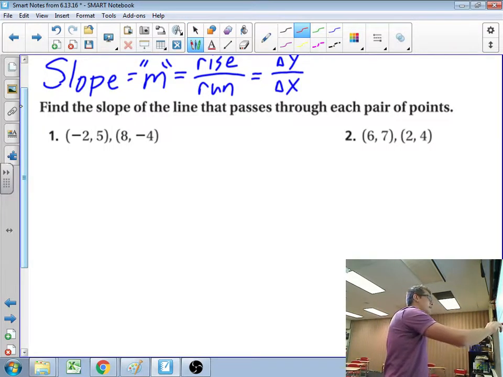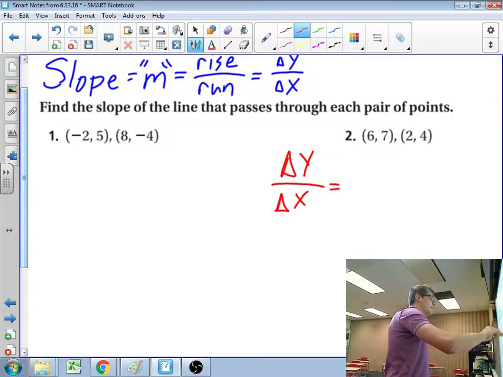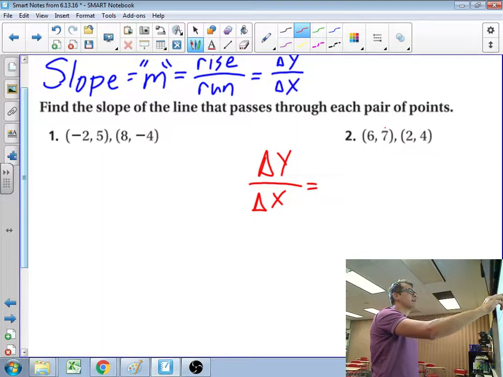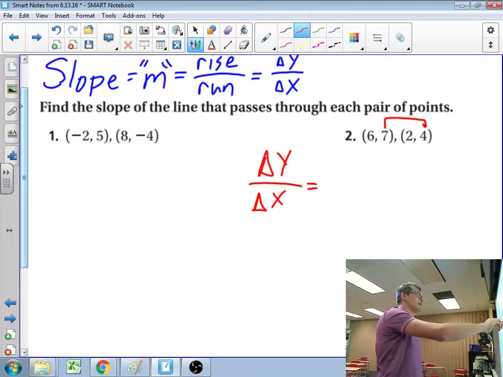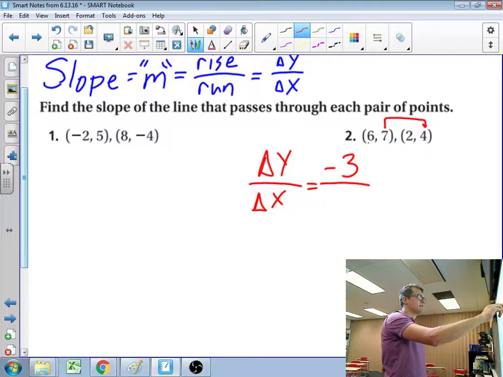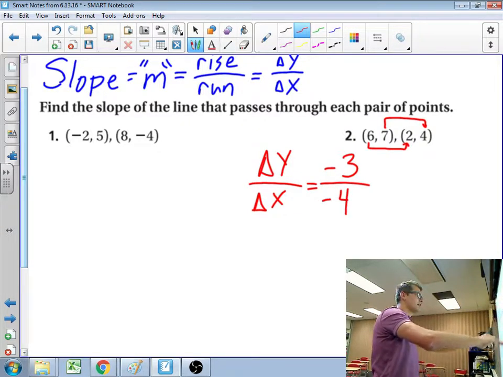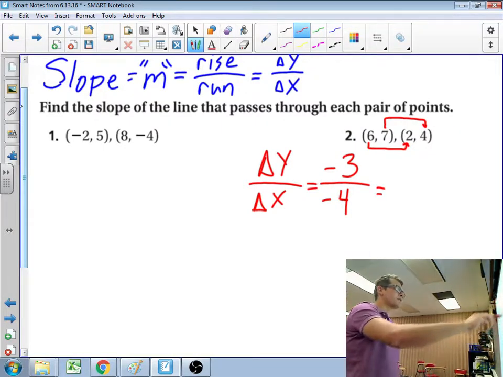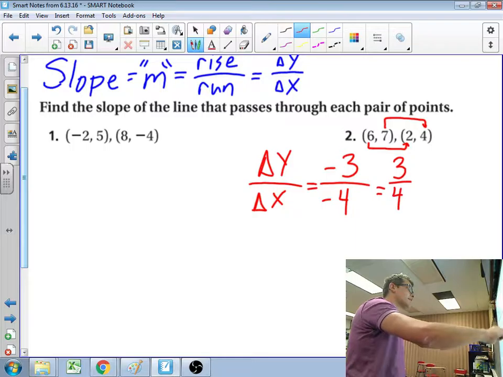To find my delta y, or my delta x, I can really just look at what's happened. So if I start at a y of 7 and I go to a y of 4, my change to get there was a -3. If my x value starts at 6 and goes to a value of 2, my change to get there was -4. So because I see -3 over -4, the negatives cancel each other out, and I get that my slope is 3/4.